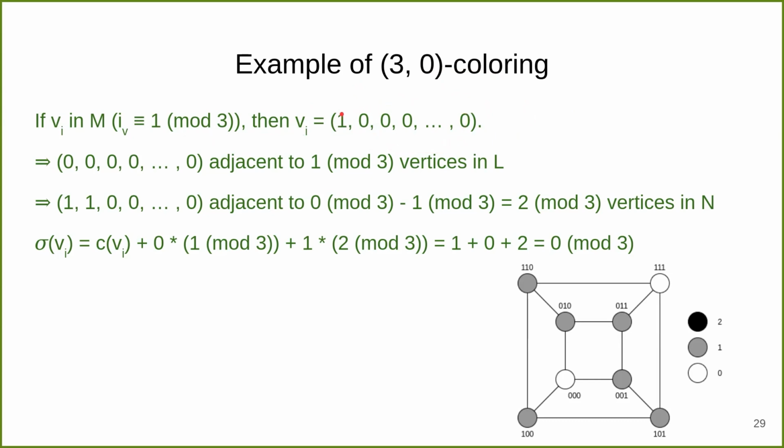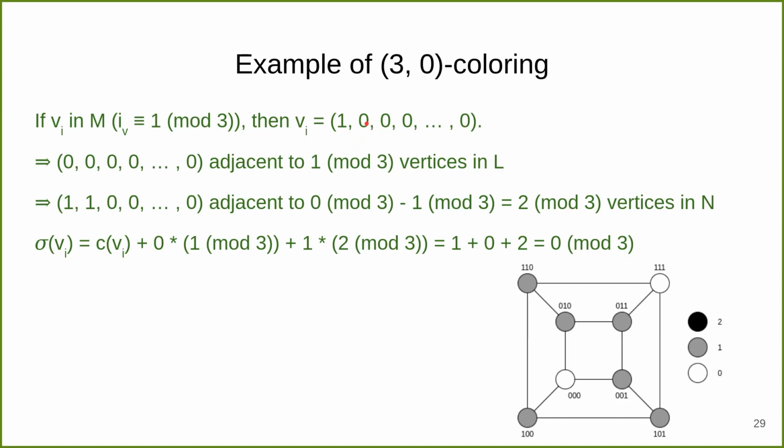Remember that vertices are adjacent if they differ by 1 position in their n-tuple. And so if we were to change one of the ones to a 0, then that is a vertex in L, so there's 0 mod 3 ones in that n-tuple. So for every 1 in this n-tuple, changing it gives a vertex in L, and we can say then that VI is adjacent to 1 mod 3 vertices in L.